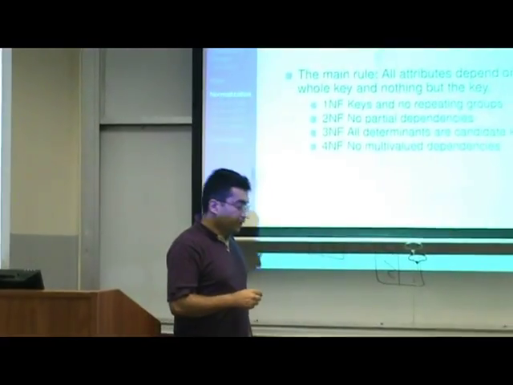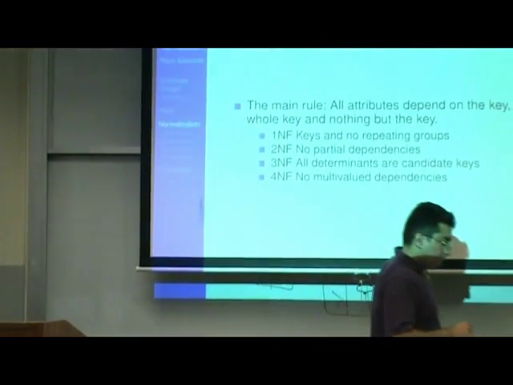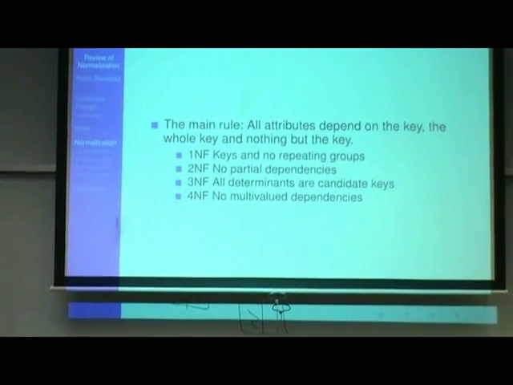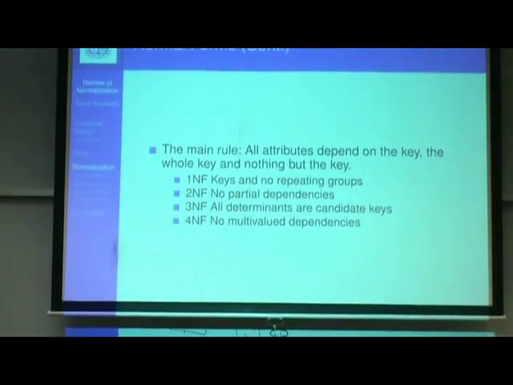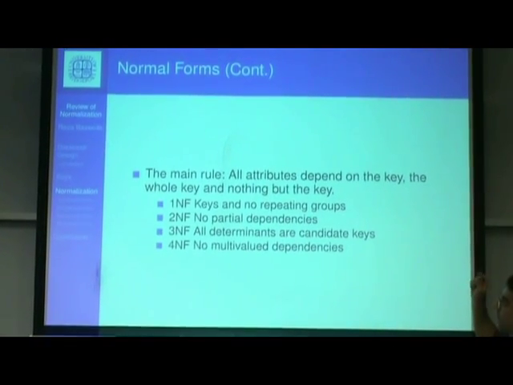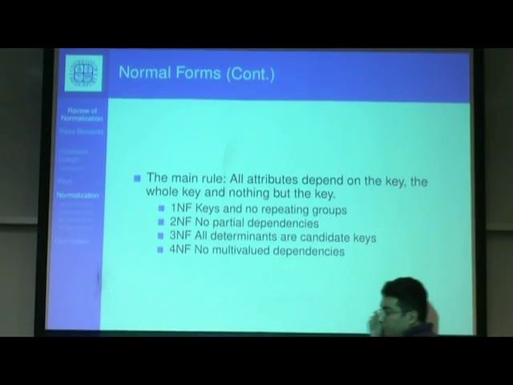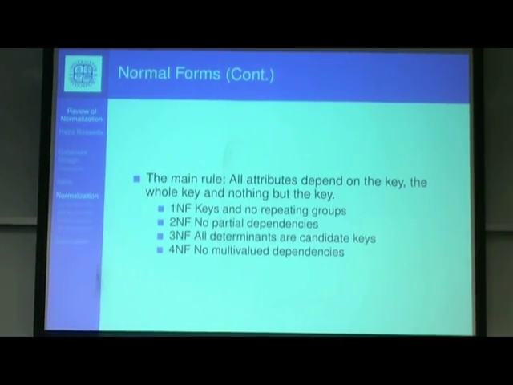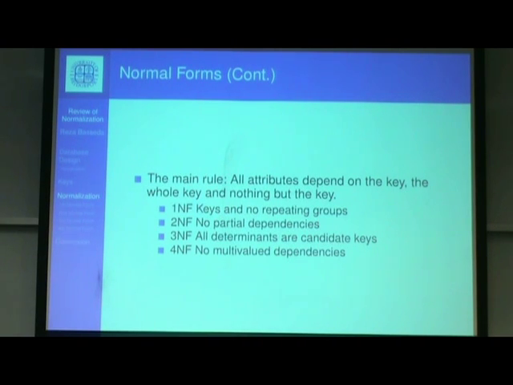So in order to make a table normal, you have to follow one general rule, which is basically that all attributes depend on the key, and they just need to depend on the key. That's it. They are not supposed to depend on attributes other than the key. Okay?